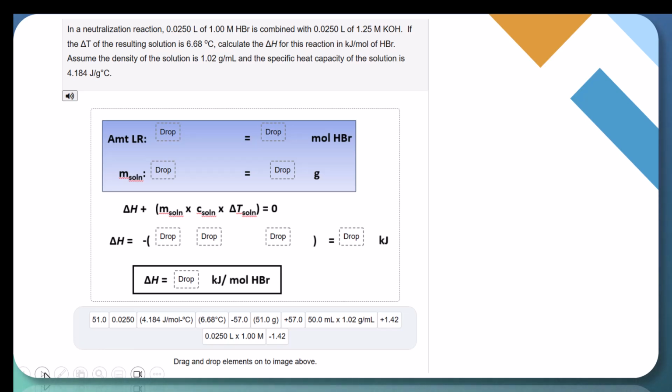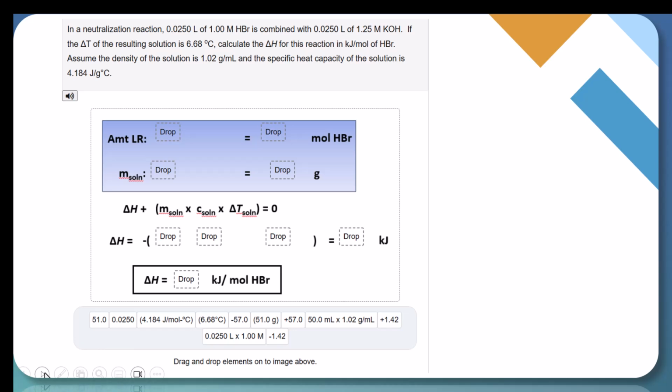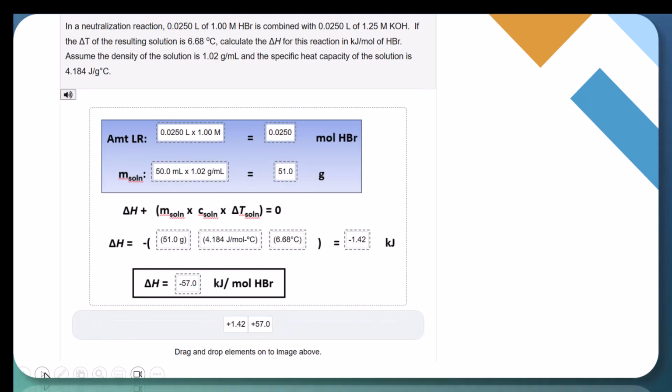So I indicate, okay, we've got to determine the amount of limiting reagent, we have to determine the mass of the solution, and then we're going to use this energy conservation type of formula, which we've commonly used in our lectures and then also in our lab manual, to calculate the delta H for this particular reaction, first of all in kilojoules and then kilojoules per mole. So here's the result of dragging all the appropriate boxes in.